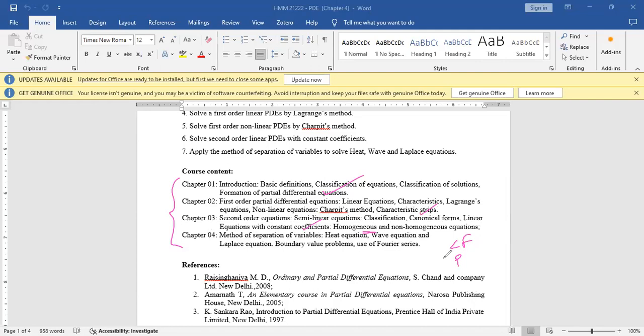Next one, in chapter 4, we have used a separation of variable method to use our famous application of the equation of heat as well as wave. I'm just giving you this as a reference. It's a boundary value problem, how to use the Fourier series and all. So that's all about our course content.